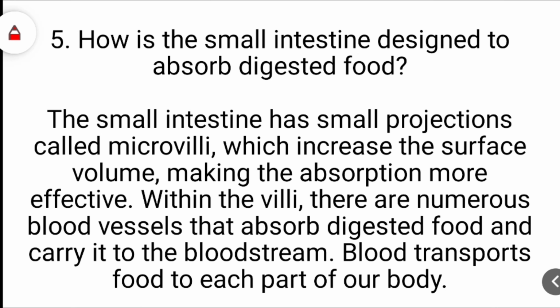Number 5 is, how is the small intestine designed to absorb digested food? The small intestine has small projections called villi, which increase the surface area, making the absorption more effective. Within the villi, there are numerous blood vessels that absorb digested food and carry it to the bloodstream. Blood transports food to each part of our body.